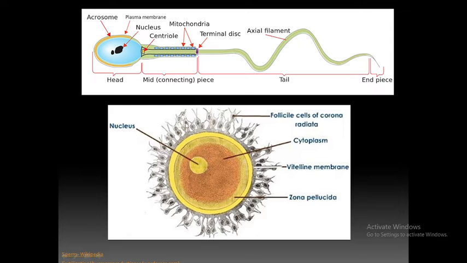And after that, you will observe that there are a number of cells surrounding the egg, and those cells are called follicle cells or nurse cells. If we observe it in the diagram, we can visualize it as the corona of the sun. So this layer is called the corona radiata.